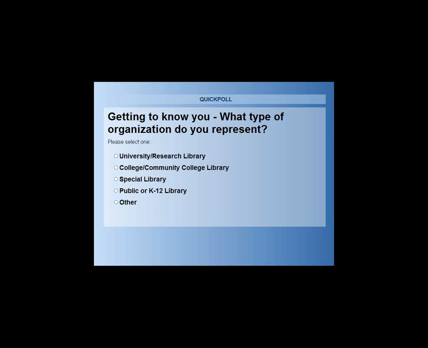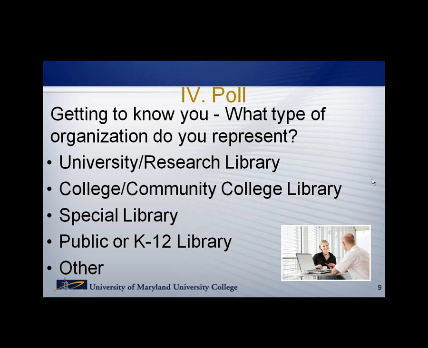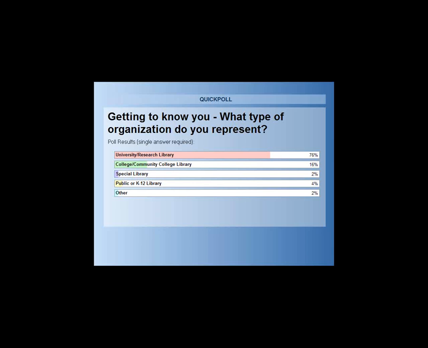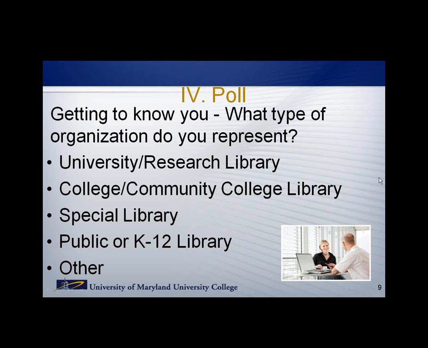We've got just a few more people answering, so I'm going to go ahead and close out the poll, and then I'm going to share the results with you. So again, it looks like we have about 76% from university research libraries. We have about 16% from college and community college libraries, 2% from special libraries, about 4% from public or K-12 libraries, and there are a few from others. So thank you very much, everybody. We're glad to get to know you a little bit more. So I'm going to go ahead and close out the poll, and we'll continue.